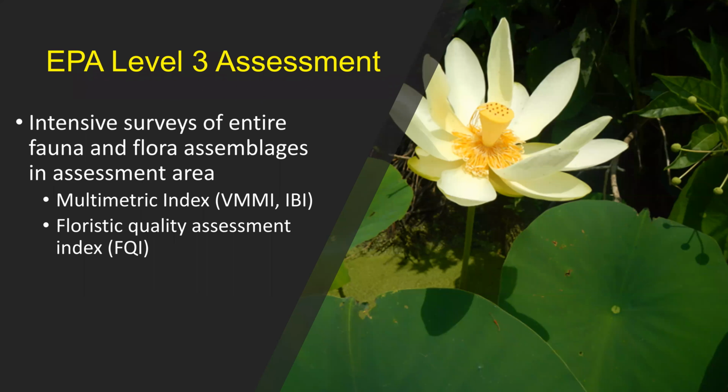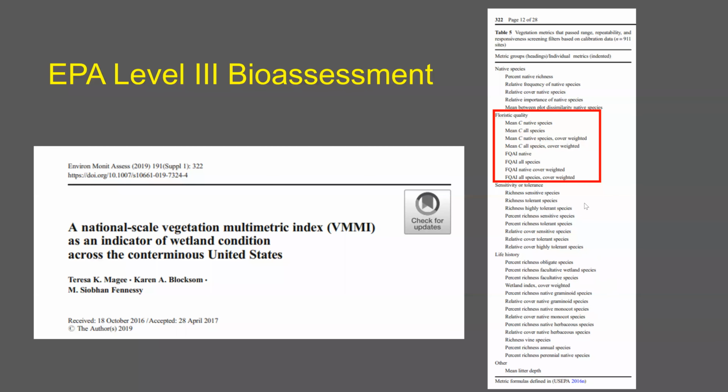These are intensive surveys that are conducted for the entire assemblage, whether it be the flora or the fauna, within that assessment area of the wetland. And there are multimetric indices such as the Vegetation Multimetric Index, or IBI, specifically the Vegetative Index of Biotic Integrity for Ohio that John Mack and others have come up with that are used. And then there's Floristic Quality Assessment Index, which can also be a part of these VMMIs and IBIs and so on. So the Floristic Quality Assessment Index, or FQI, is a part of these multimetric indices.